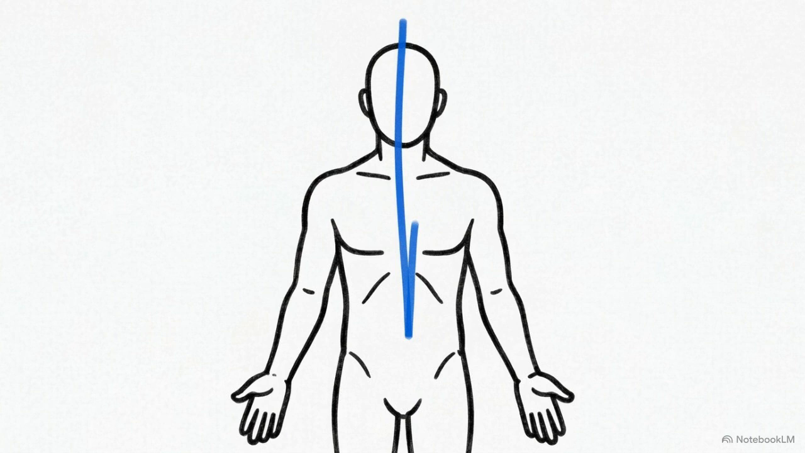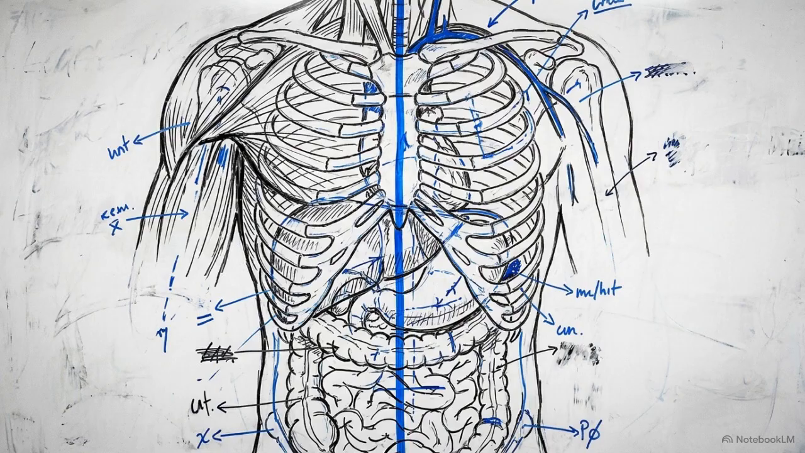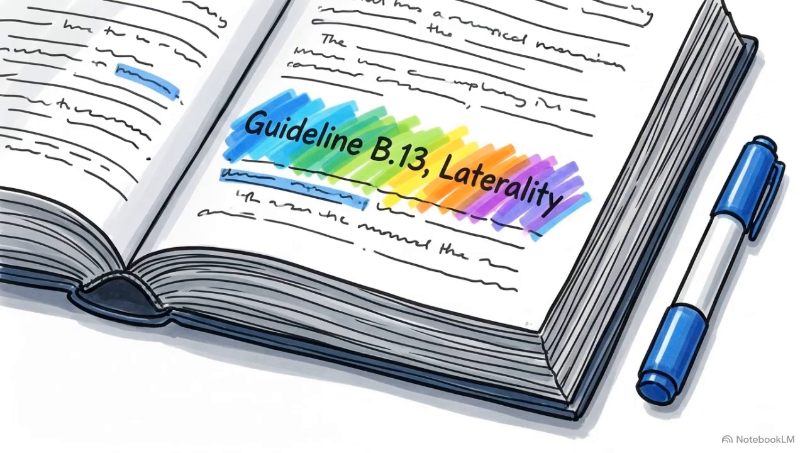The human body is defined by the sagittal plane, an anatomical midline that separates the left side from the right. In medical diagnosis, this boundary is the primary point of clinical orientation. In the world of ICD-10-CM coding, this physical divide is governed by a specific set of instructions, Guideline B.13, Laterality.